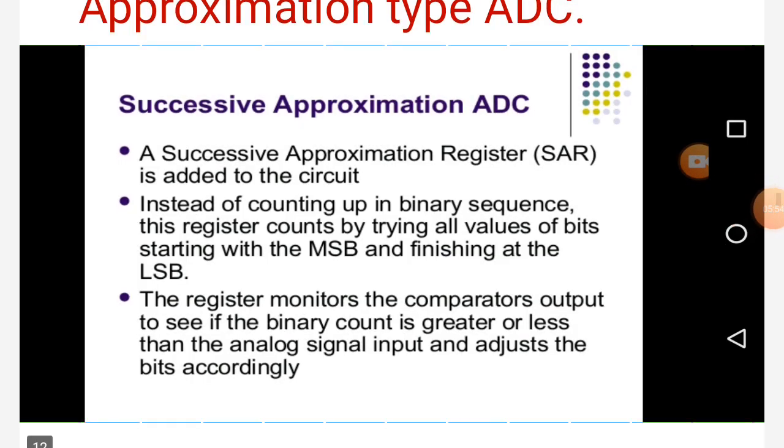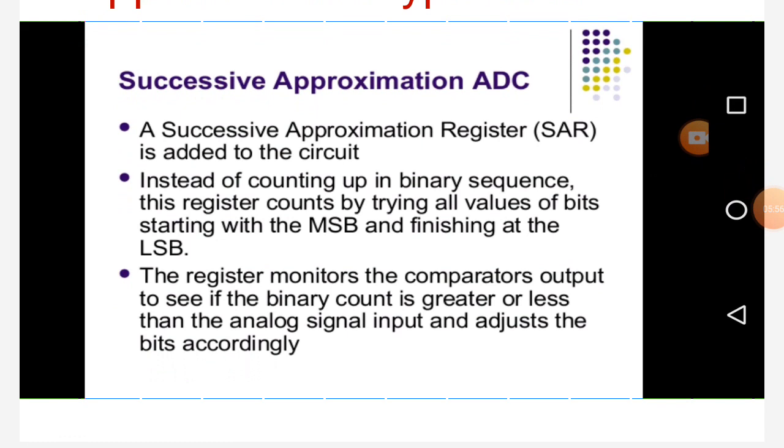Successive approximation register, SAR, is added to the circuit instead of counting up in binary sequence. This register counts by trying all values of bits starting with the MSB and finishing at the LSB. The register monitors the comparator's output to see if the binary count is greater or less than the analog signal input and adjusts the bits accordingly.